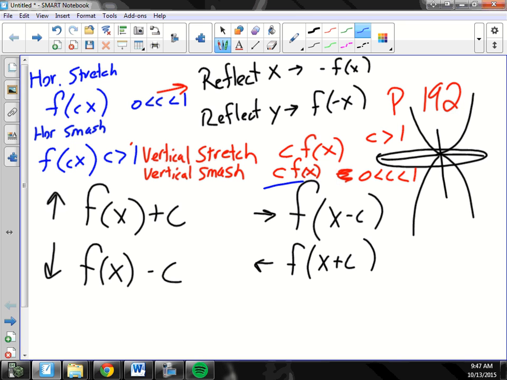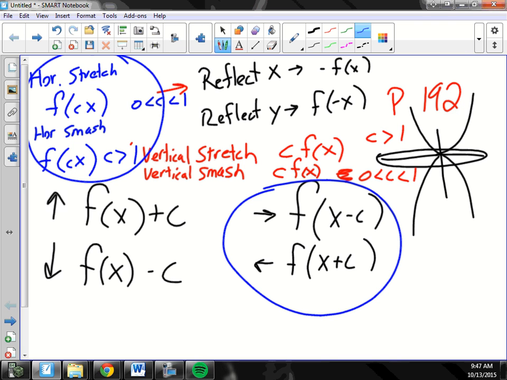So if you notice here, the left and right shifts are backwards, and the horizontal stretches and smashes are backwards from the vertical stretches and smashes. So multiplying by 2 on the outside will make the graph twice as tall. Multiplying by 2 on the inside will make the graph 2 times closer to the y-axis. Now, those might look similar. Stretching a graph vertically and smashing it horizontally look similar, but they're not the same thing. In some cases, they're exactly the same thing, but in others, they're not.